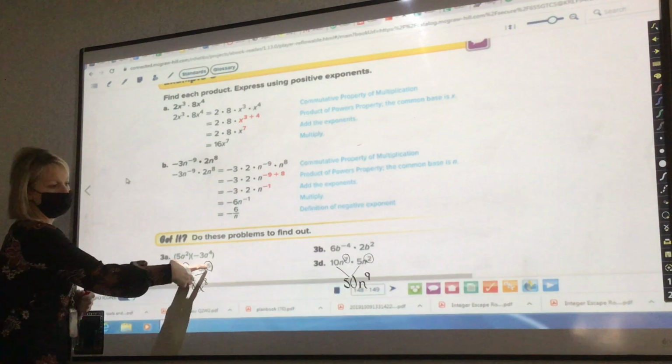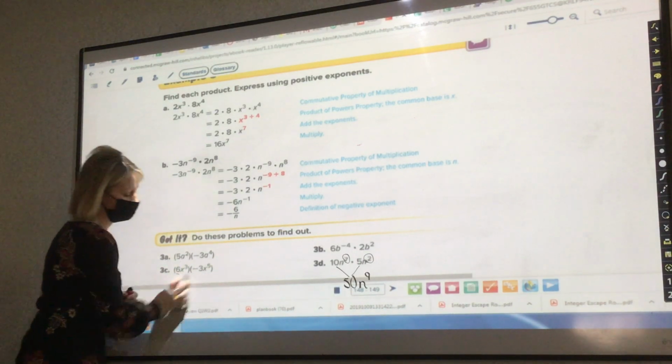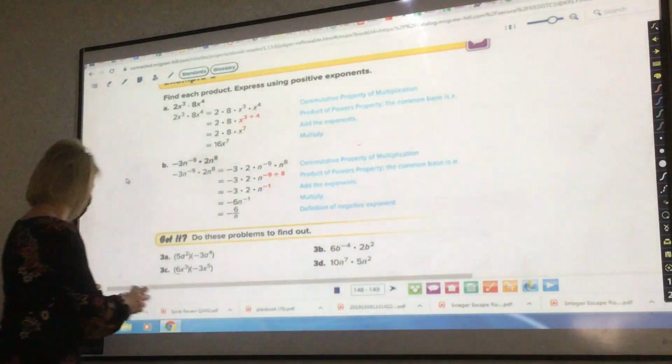Do you see how I'm circling my exponents? Because I know what I'm going to do with those. Lines underneath my whole numbers.